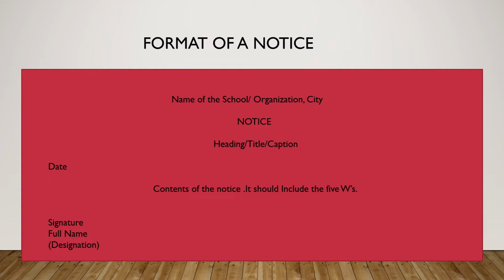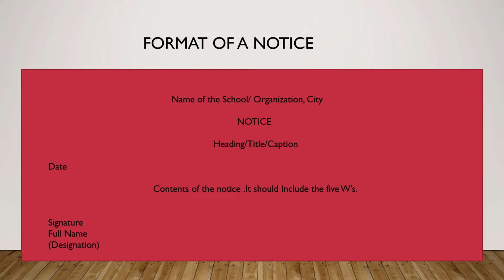So I'll just repeat the name of the school, organization and city at the top. Then leave a line, write the word notice in capital letters. Leave a line, write heading or title. Leave a line, then write date on the left hand side. After leaving a line, we'll start writing the contents or all the information we want to give to the people who are reading our notice.